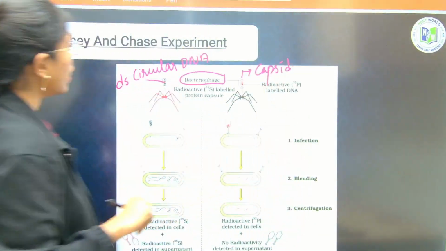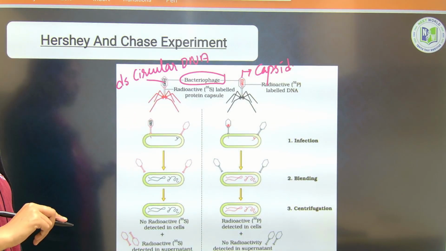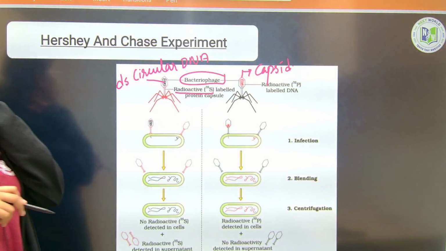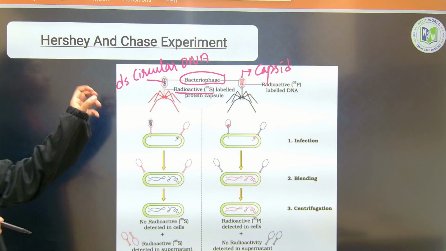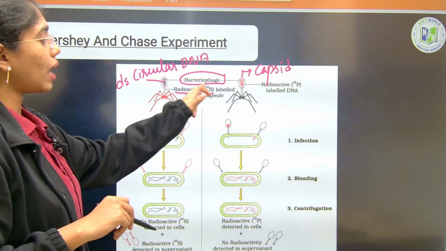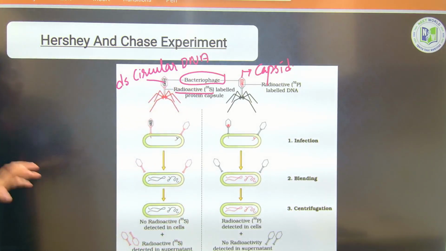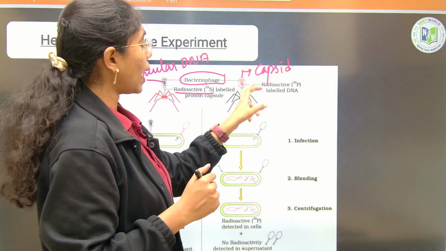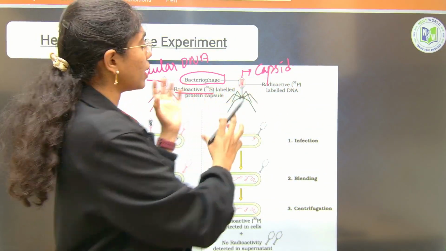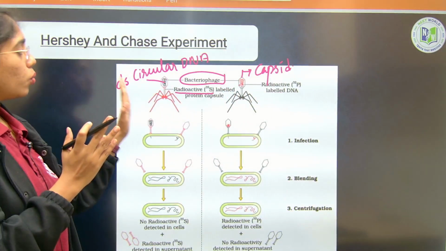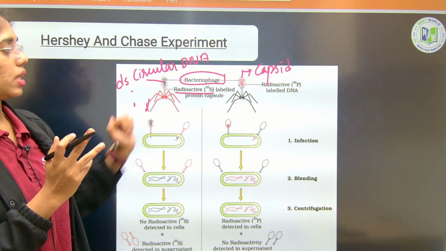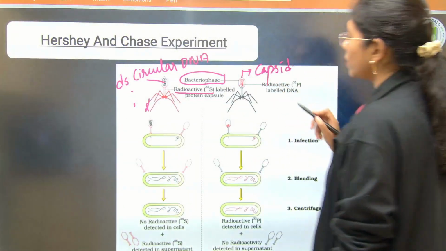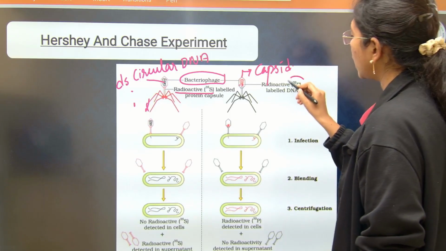Fine, right? So one set of bacteriophage has the protein coat labeled with a radioactive isotope, sulfur. Because the protein coat has sulfur-containing amino acids, it is labeled with radioactive S35. For the other set of bacteriophages, the DNA is labeled with the radioactive isotope P32.